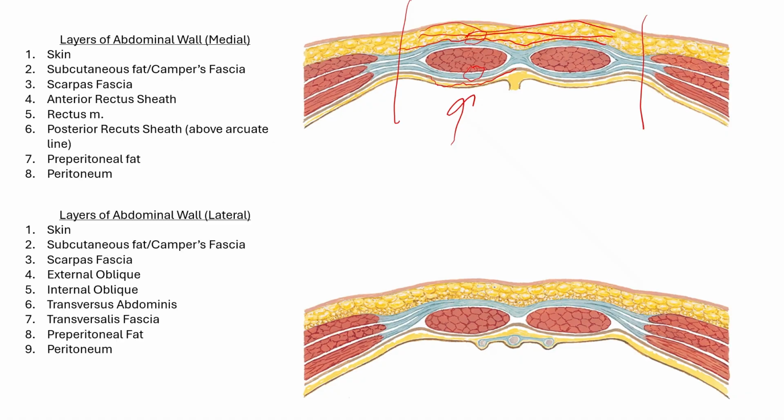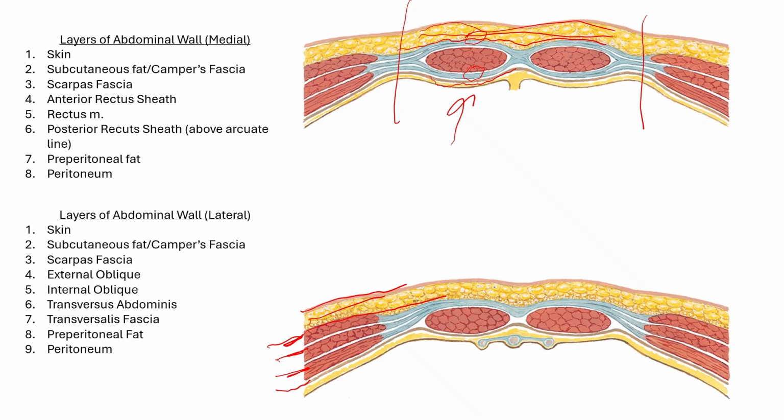Here's a list of the 9 lateral abdominal wall layers. Again, we begin with skin, found superficially, and then we have Camper's fascia, Scarpa's fascia, and then we come across the first layer that differs from the medial aspect, which is going to be our external abdominal oblique muscle. Then we have our internal abdominal oblique muscle, and then deep to that we have our transversus abdominis muscle. Deep to that, we have our transversalis fascia.